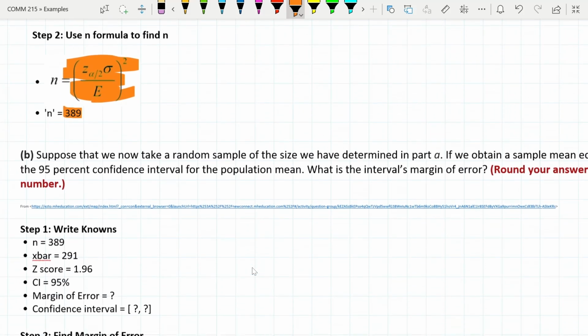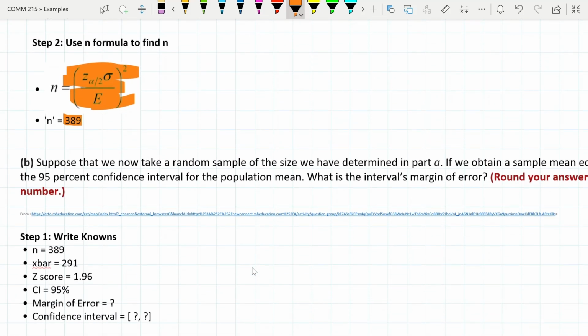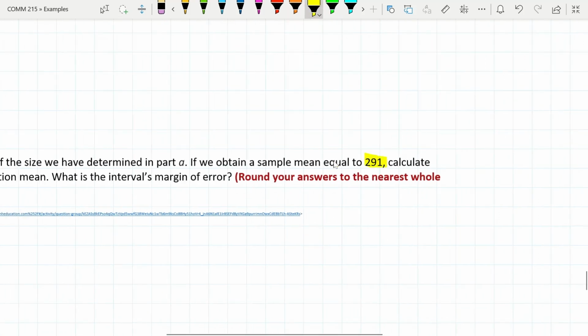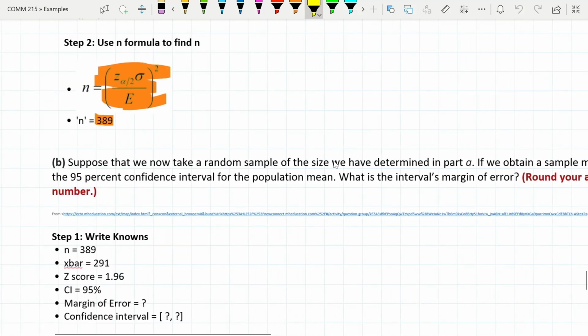So step 1 is to write our knowns like every other problem. We know that our sample size is 389. Our x bar that they just gave us is 291. Our z-score is still 1.96 because of the 95% confidence interval. Our confidence interval percentage is 95%. Our margin of error, we do not know.